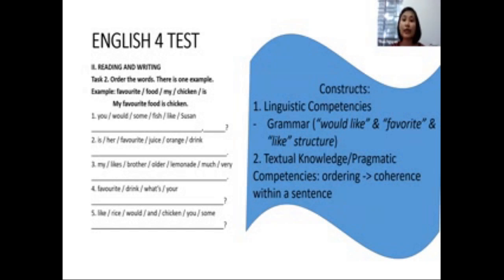We can see that this is taken from the syllabus of English 4, and these are things the students have learned in previous units, and it's time for them to be tested. At the same time, the teacher also aims to test textual knowledge or pragmatic competencies, in a way that the students have to order the words to make a meaningful sentence. So it is a way that we test coherence within a sentence. They need to make it meaningful. So you can see in one task, the teacher can test more than one construct.